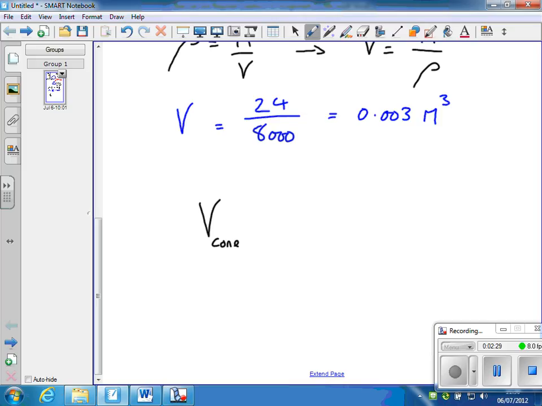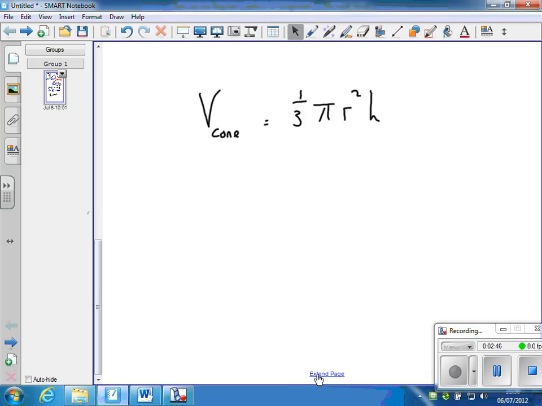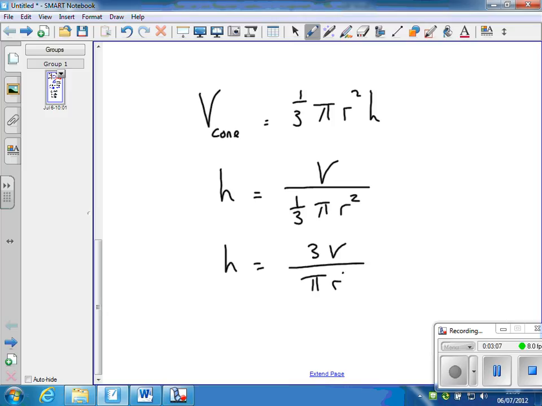So now we know the volume, we need the formula for the volume of a cone, and that is 1/3 pi times the radius squared times h, where h is the perpendicular height of the cone. We're after the perpendicular height of the cone, so we have to rearrange this for the height, so that's going to equal the volume divided by 1/3 pi r squared. Actually that's the same as 3V, so the height equals 3V over pi r squared.